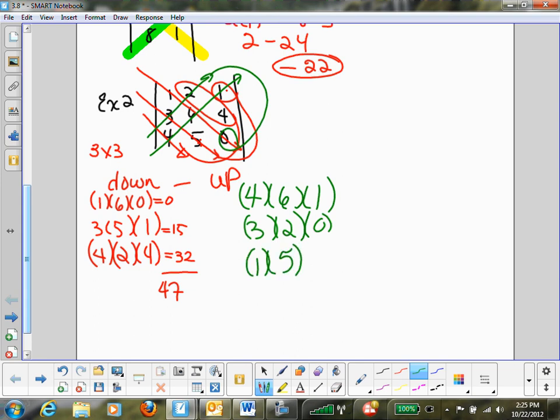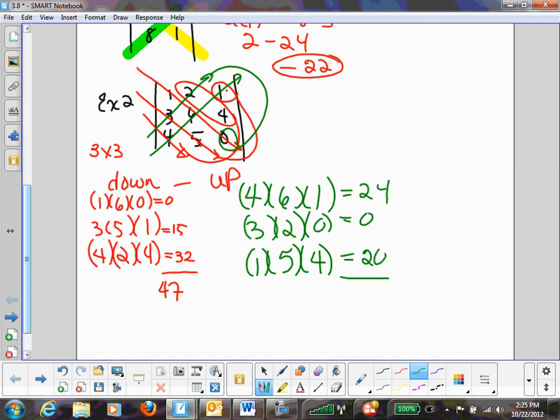What's my last diagonal going to say? 1 times 5 times 4. This is 24. This is 0. This is 20. All of this adds up to 44, correct? So what is 47 minus 44? So the determinant for that whole thing is 3.